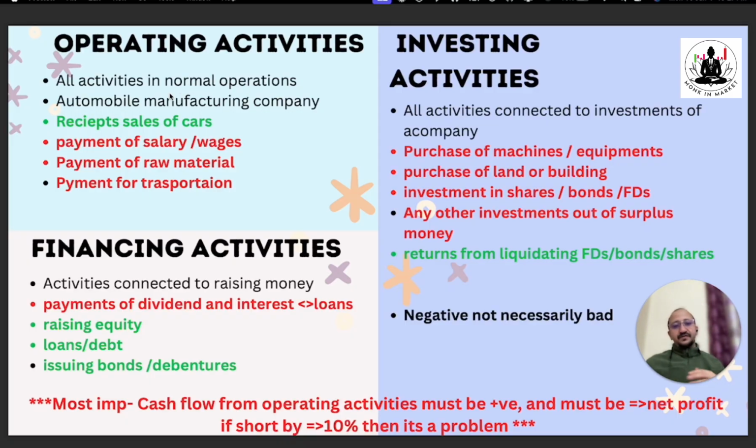Let's take an example of an automobile company. For an automobile company, I am selling the cars. If I sell a car, I will earn something. So revenues from the sales of cars are shown in green. I am receiving it, so it will be a positive thing.